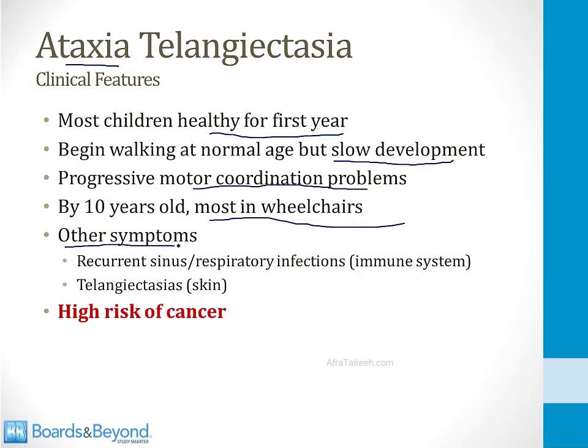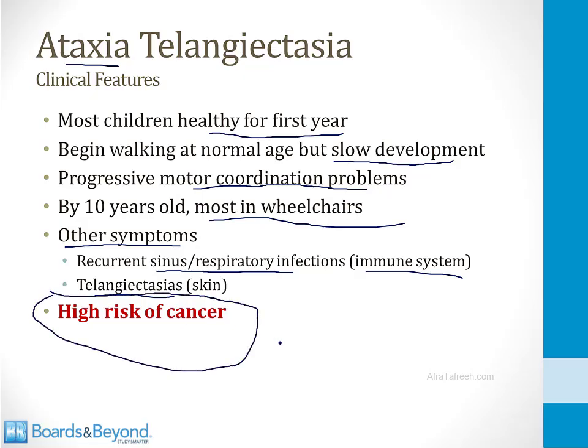They have other symptoms related to the fact that DNA repair mechanisms are abnormal in other cells besides the central nervous system. For example, they develop recurrent sinus and respiratory infections. That's because immune system cells are accumulating DNA damage. In addition, they develop telangiectasias on their skin because skin cells are accumulating DNA damage. And importantly, there's a very high risk of cancer. And once again, this is because DNA damage occurs in cells which are exposed to ionizing radiation, and therefore cancer often results. And that concludes our video on DNA repair.